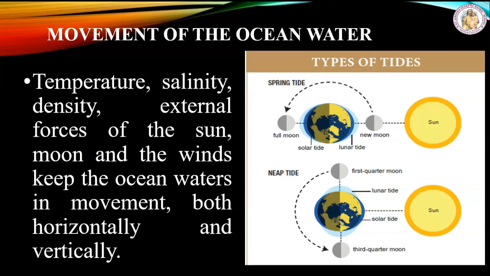The periodic rise and fall of sea water due to the gravitational pull of the sun and moon on earth are called tides. They are classified broadly into spring tides and neap tides.